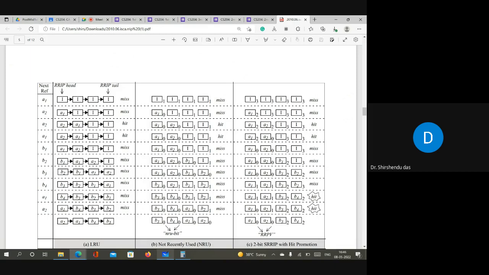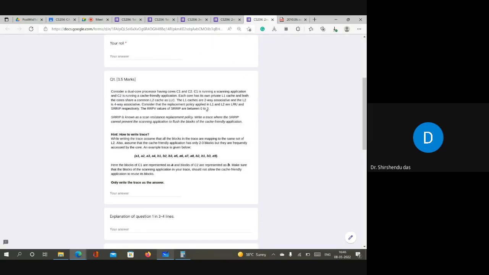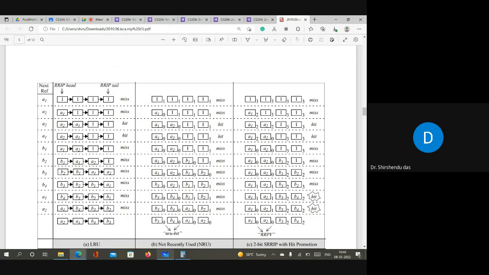If you go here, then I say the RRPV value is 0 to 3. So this RRPV value must be large enough to handle the scan. Here the RRPV value 0 to 3 was large enough to handle B1, B2, B3, B4. But if the scan was like B1, B2, B3, B4, B5, B6 up to B16, then that scan trace is not possible to handle by this RRPV.